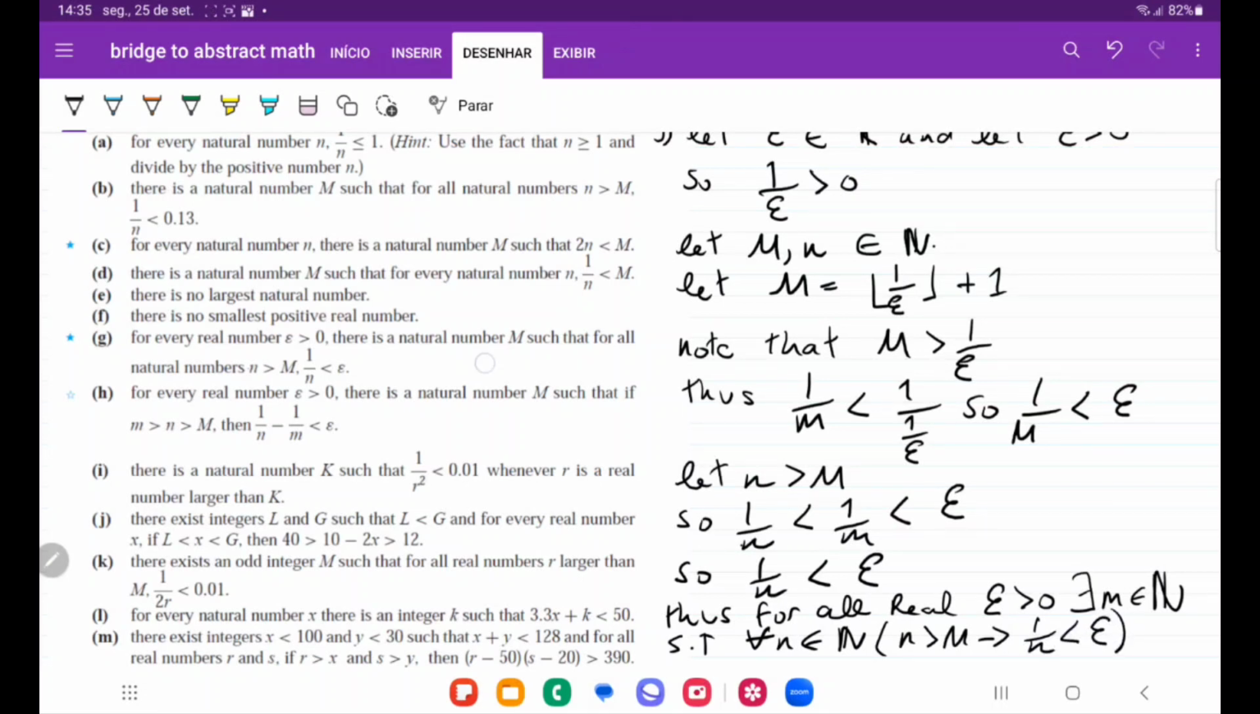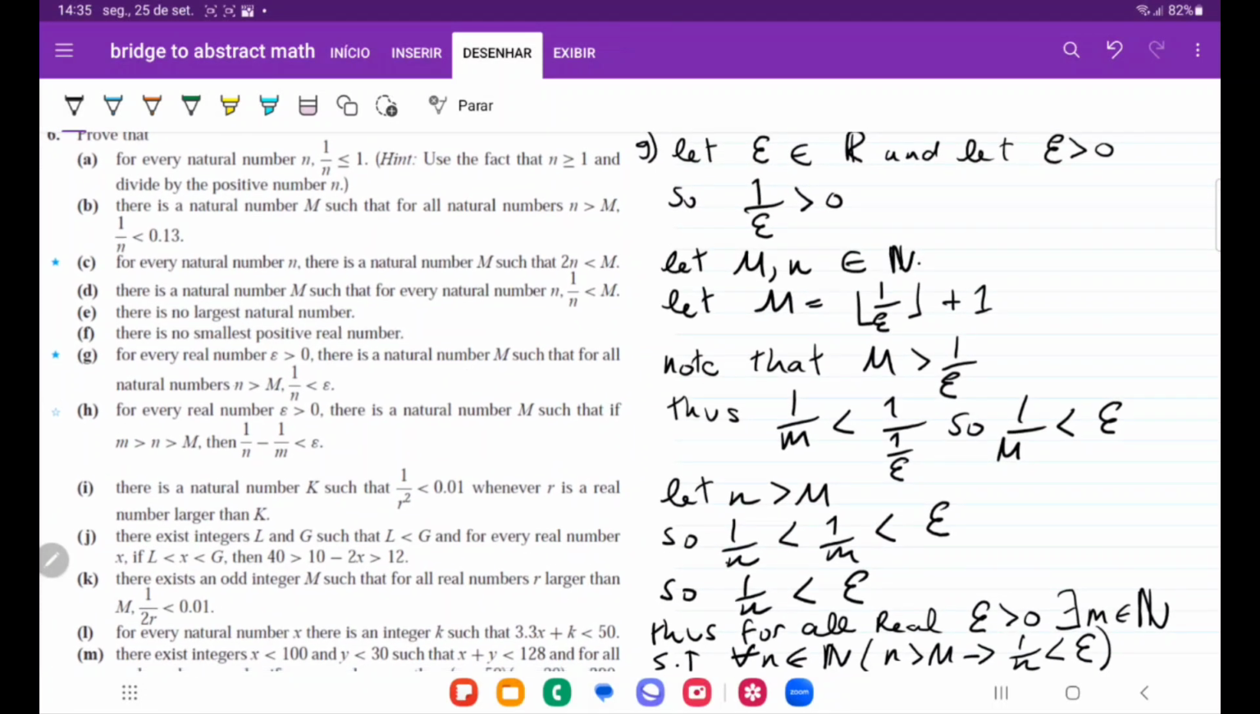Yeah, and that is it for item G. So once more, all we have done here is prove that if epsilon is greater than 0, there exists a natural number m such that for all natural numbers n greater than m, we have that 1 over n is less than epsilon. So that's it for item G. And let's do item H.